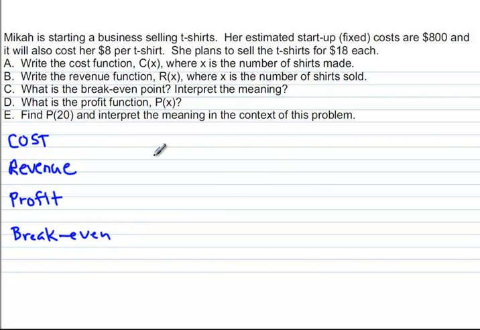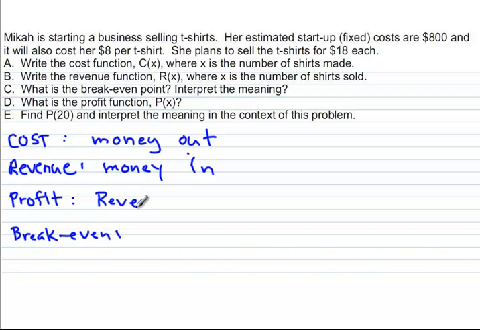So let's take a look at these four terms first and talk about what they mean, and then we can actually start to solve this problem. Basically, in a business you have money that's flowing in two directions. You have money that's flowing out, that's your cost to run your business, and you've got money that's flowing in. And your profit is the revenue that you bring in minus the costs that you pay out. And if you're lucky, this will be a positive number, meaning that you actually made a profit.